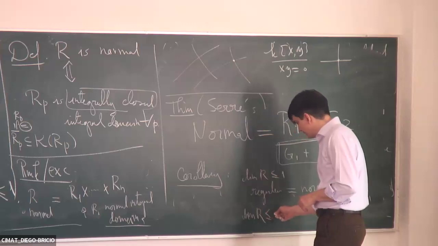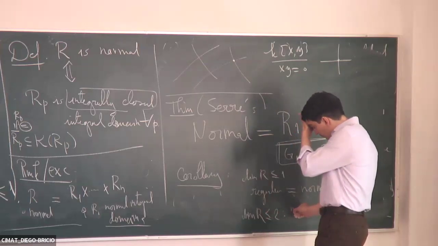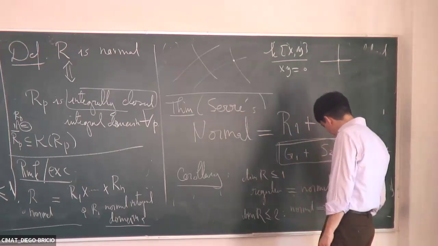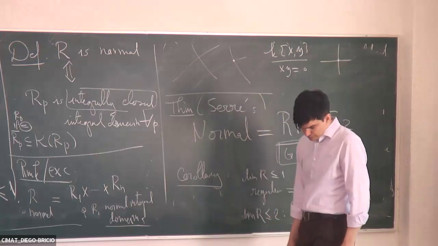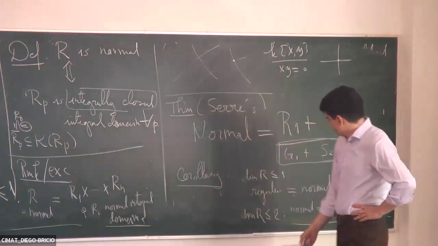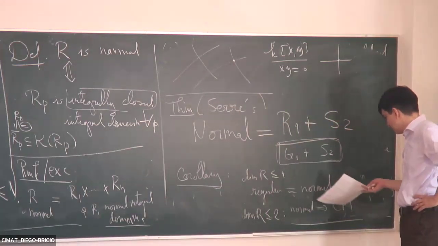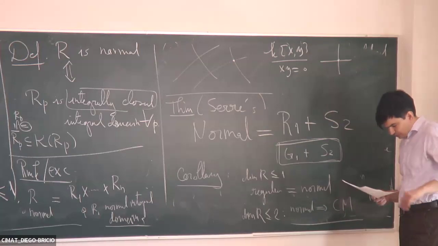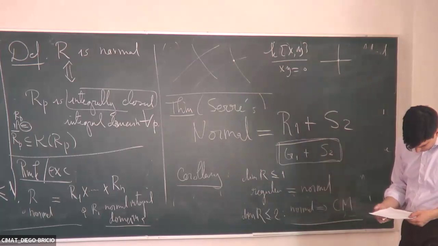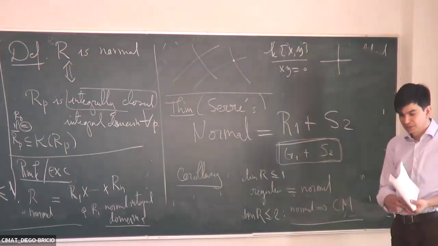Another consequence you have is that if you're looking at surfaces, then normal implies Cohen-Macaulay. So you see that a lot. Like a normal surface, people often use the Cohen-Macaulay property a lot. What time is it? Any questions so far?